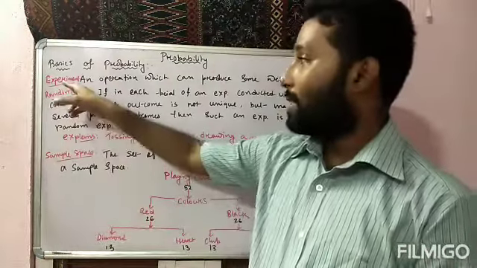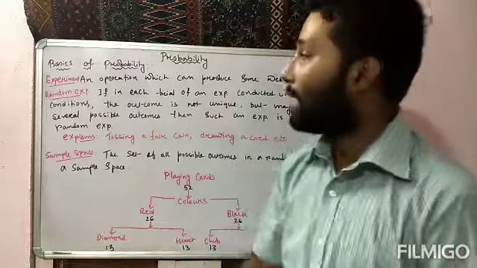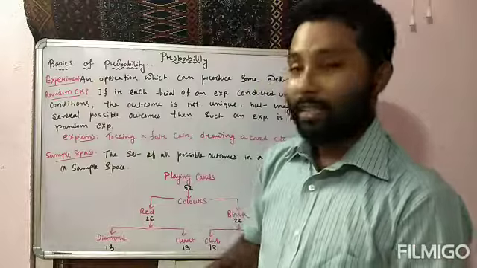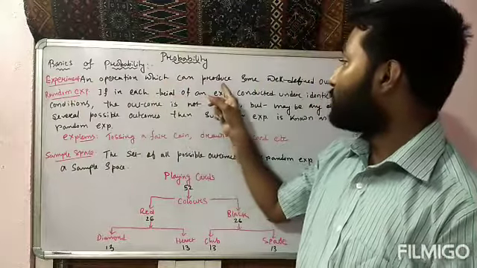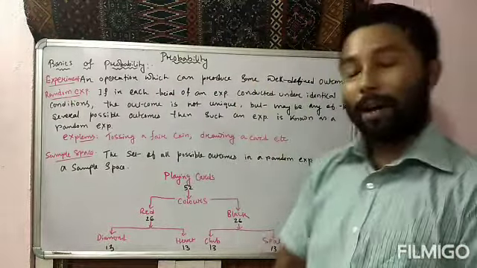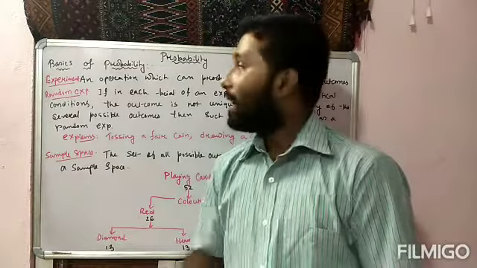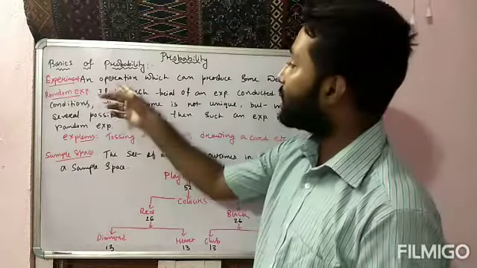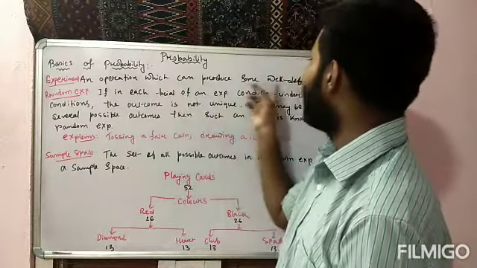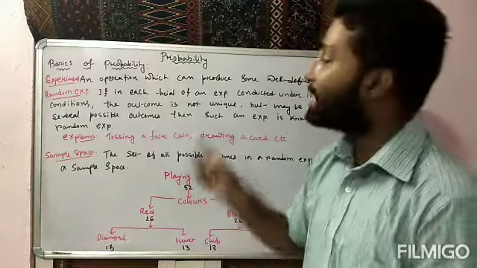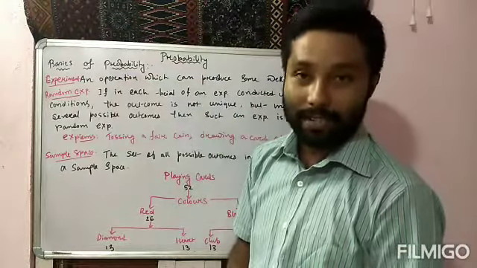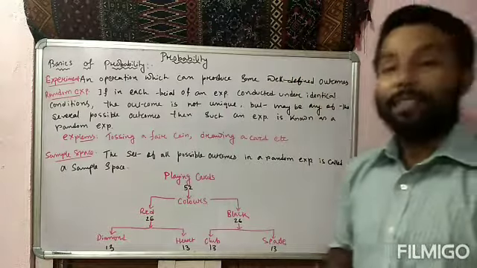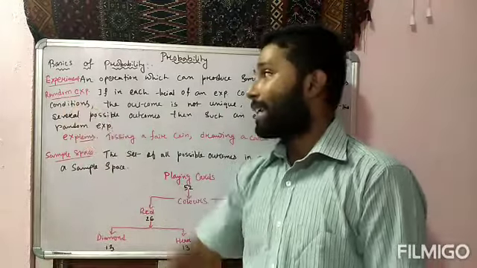First of all, you see the definition of experiment. What do you mean by an experiment? An operation which can produce some well-defined outcomes is known as an experiment. So what is experiment? An operation which can produce some well-defined outcomes is known as an experiment. Outcomes means result. Okay. Now what is random experiment?